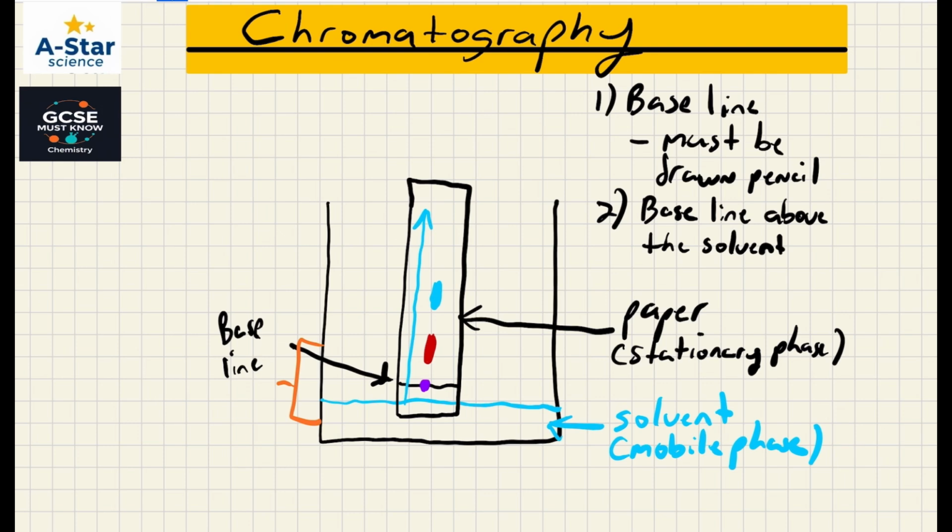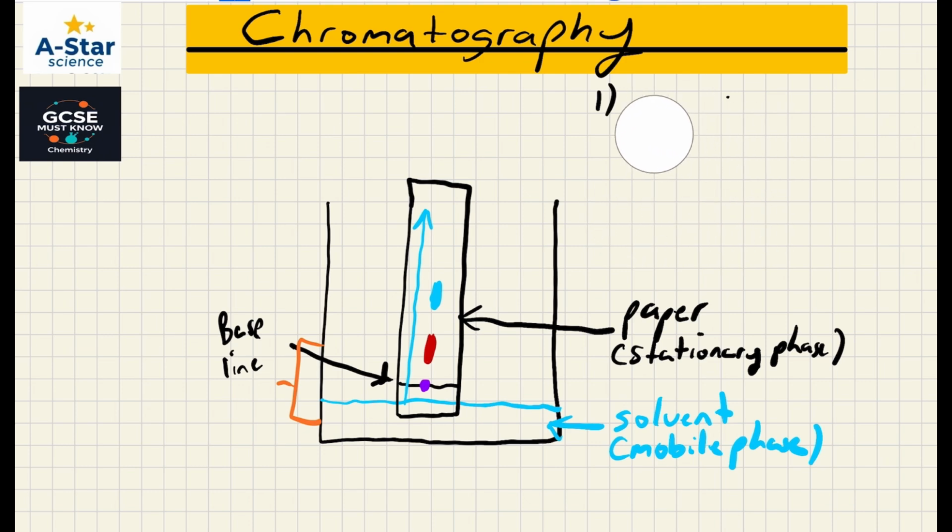Now, one key principle within chromatography is how can we distinguish between different colors that may separate out. And we do that with what we call the RF factor.